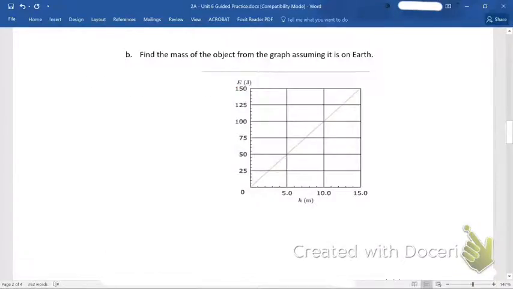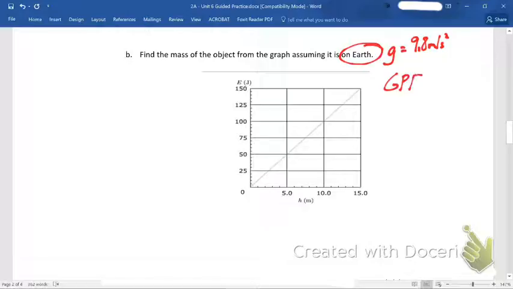The second part asks us to find the mass of the object from the graph, assuming it is on Earth. They tell us the assuming-on-Earth part, that way we know that the gravity is 9.8 meters per second squared. Then if we're looking at the graph, we know that the y-axis here is labeled as energy, and the x-axis is labeled as mass. So we need to be thinking about what is the slope of this line. So we need to think about that in terms of our equation.